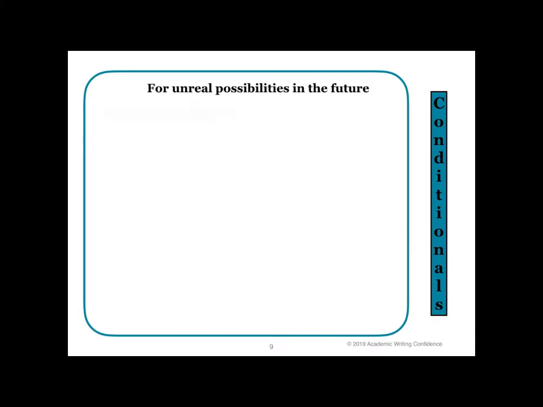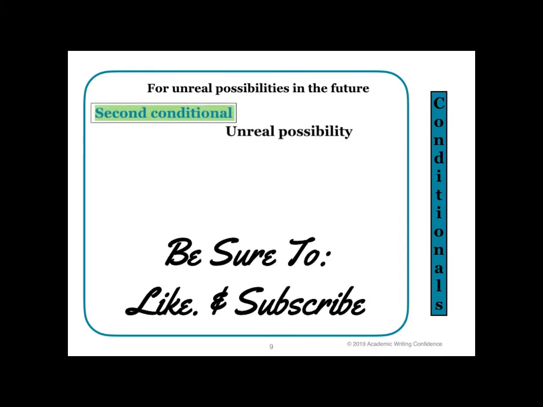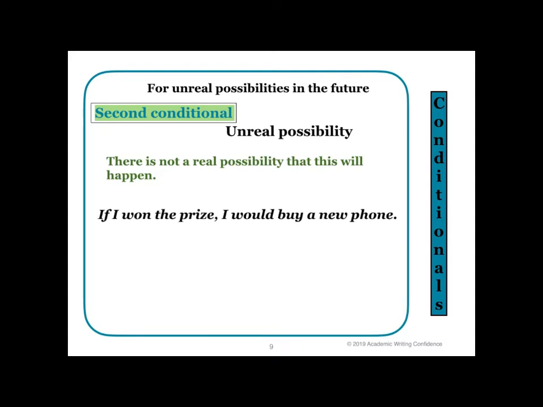Let's now look at the second conditional for unreal possibilities in the future. We use this type of sentence for when there is not a real possibility that this will happen. Here's an example. If I won the prize, I would buy a new phone. Now here we're saying that it's very unlikely that we would win the prize, but if I did, this is what I would do.